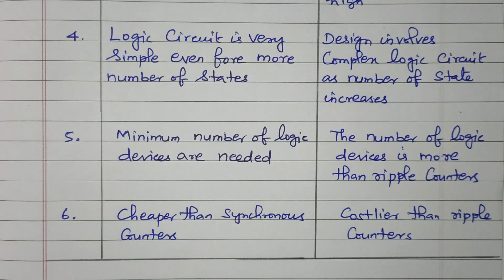So in this video we discussed digital counters: what is meant by a digital counter, what types are available, synchronous and asynchronous, and also we compared the synchronous and asynchronous counters, with the similarities and differences available.